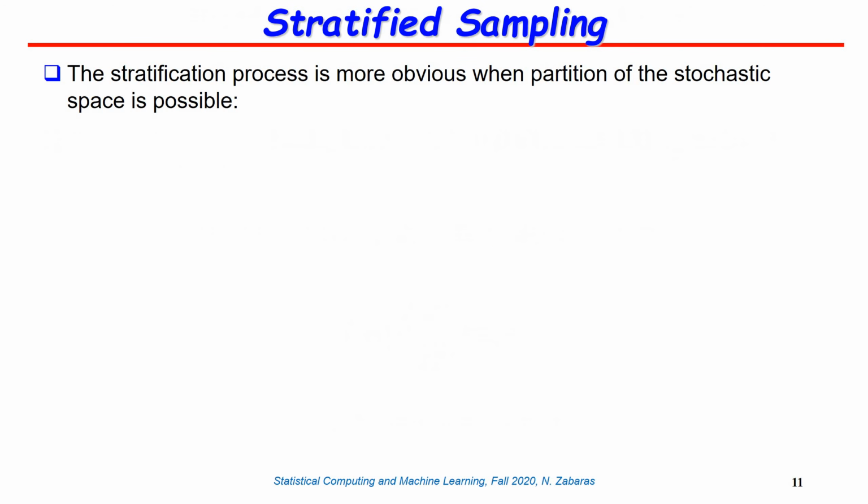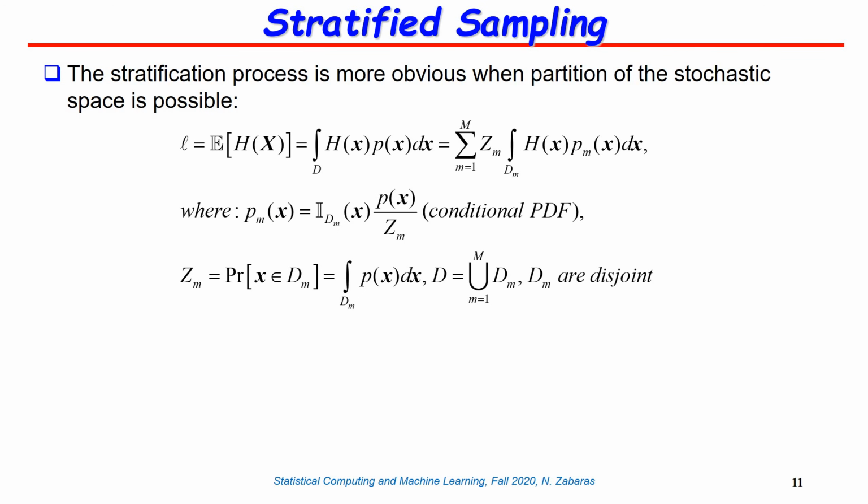Let me extend these ideas, of having a discrete random variable y and splitting the sample space into m disjoint regions, to continuous random variables. So my estimator is again to compute the expectation of h(x) under p(x). I am going to assume that the support space of x is this domain D, and I am going to take my stochastic support space and split it into capital M regions, all of them disjoint, but all of them together forming D.